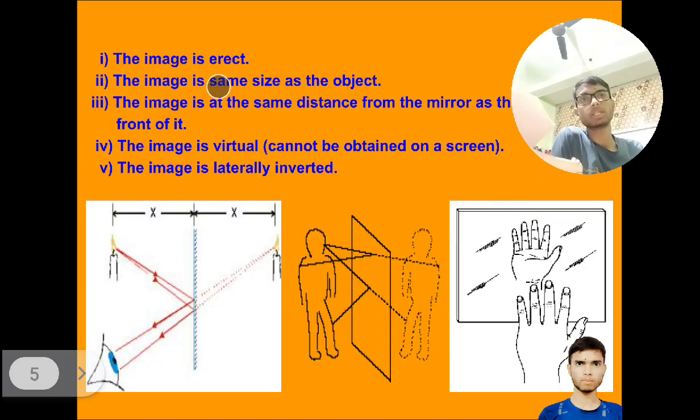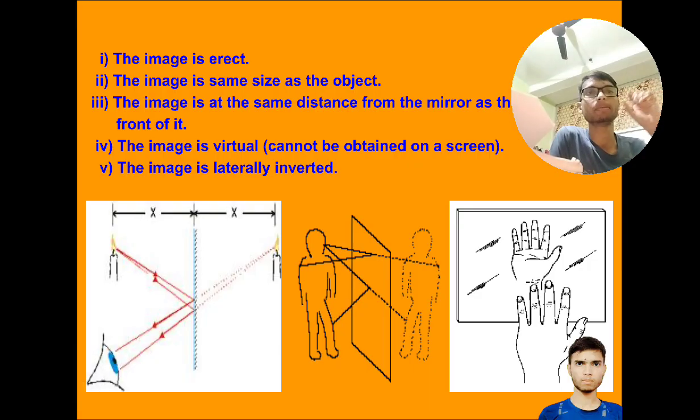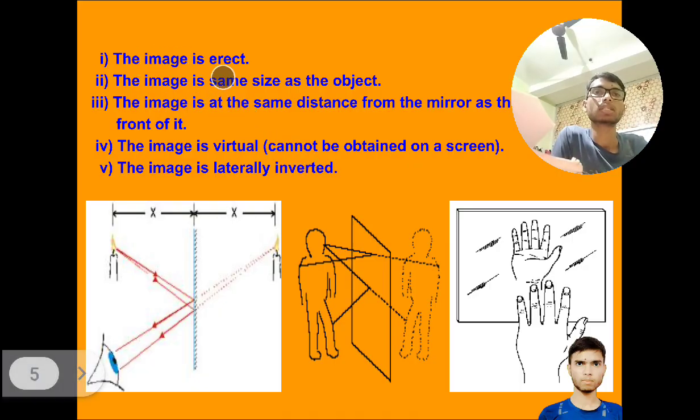Here, first, the image is erect. What type of image will be formed by a plane mirror? This is what we are understanding in this slide. What type of image? First, the image would be erect. What is the meaning of this?